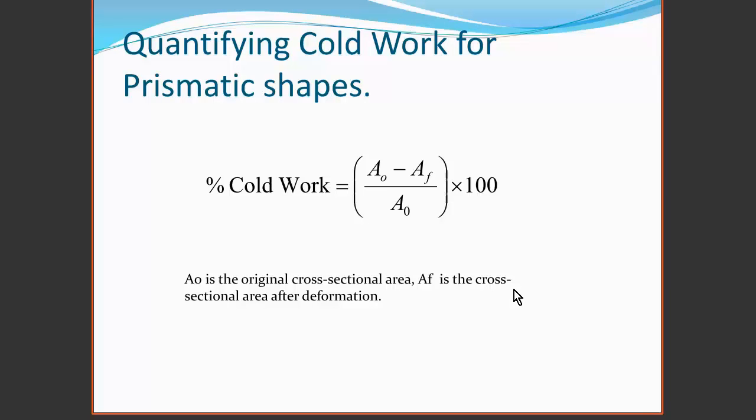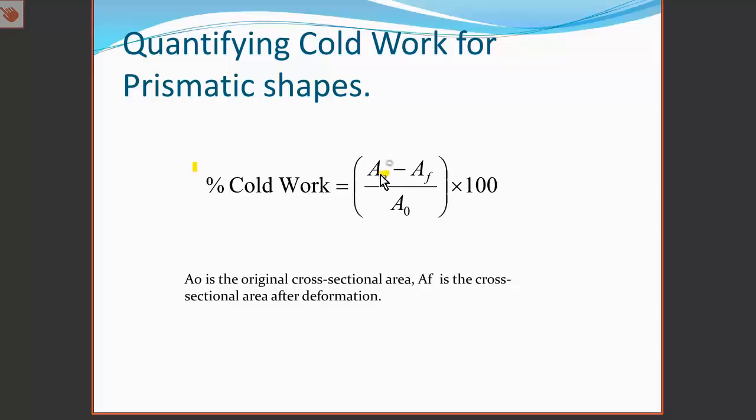We get so many dislocations that interfere with each other, which hardens the material. I want to talk about a number called the cold work for a prismatic shape. Prismatic means that something has a constant cross section all the way through its length. So something like a tube or a square section rod is prismatic.